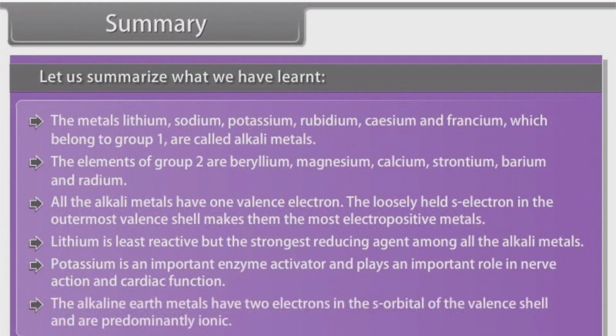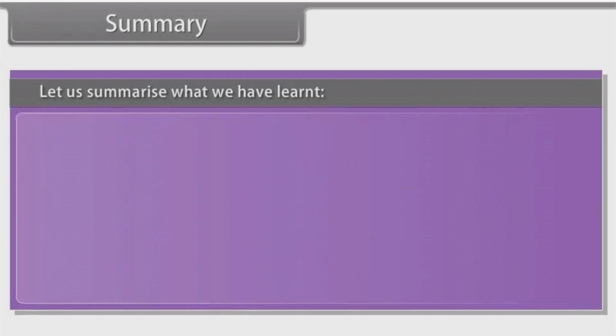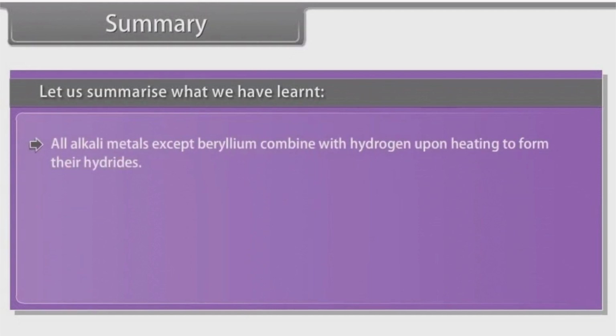The alkaline earth metals have 2 electrons in the s orbital of the valence shell and are predominantly ionic. All alkaline earth metals except beryllium combine with hydrogen upon heating to form their hydrides.